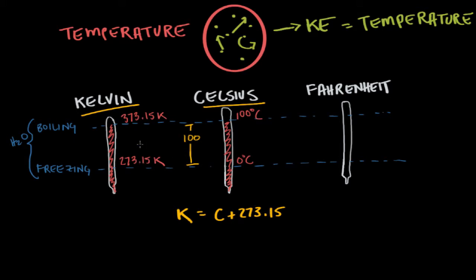Now, if we want to flip that, and if we want to find the temperature in Celsius from Kelvin, all we have to do is take the Kelvin figure and subtract 273.15 from it. And so we would see that 373.15 Kelvin minus 273.15 would give us 100 degrees Celsius.